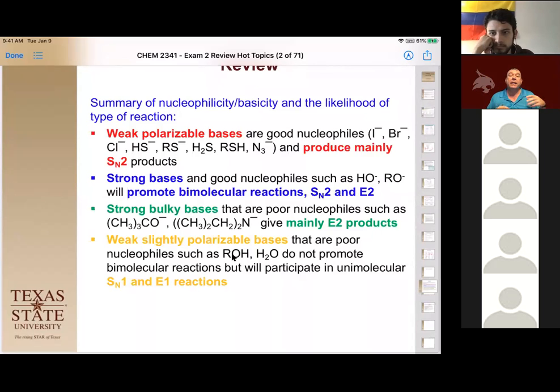Once our base gets too big to actually act for a substitution product, it's going to act as a base only and give you predominantly E2 products. Okay, and then if you have a weak, slightly polarizable base, i.e. something that does not have charge, then you're looking at an alcohol or water. That's going to promote the formation of the carbocation, and it's going to promote our Sn1 and E1 reactions.